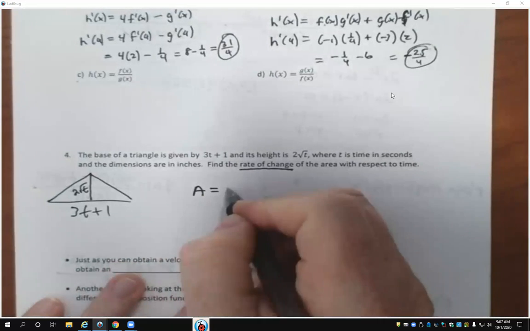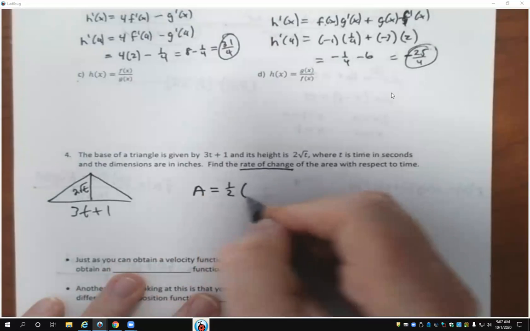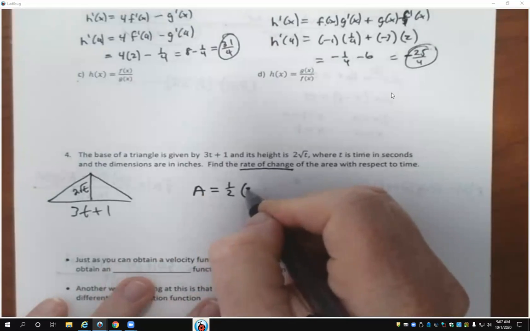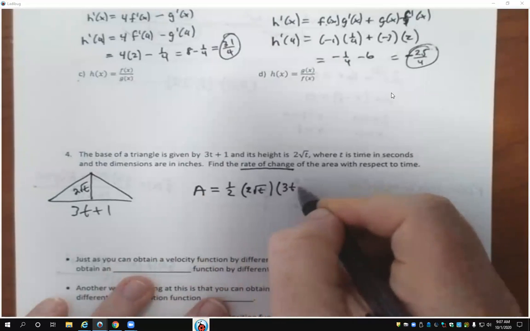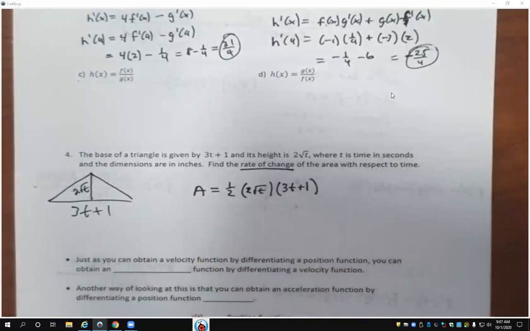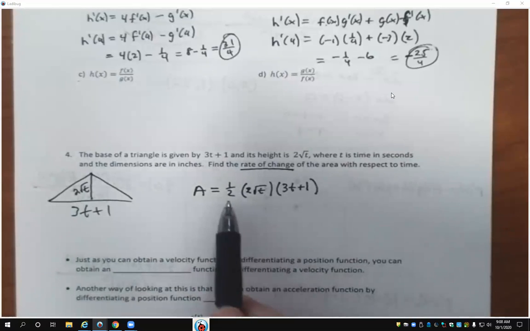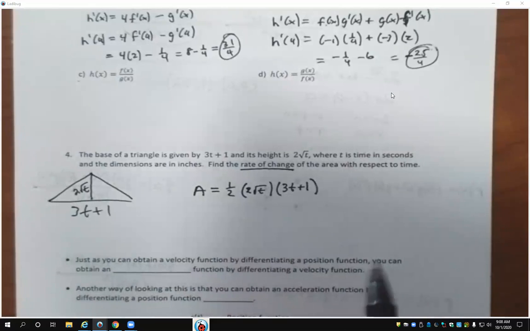One half base times height. One half base, which is 2 radical t, times height, which is 3t plus 1. Mr. Masson, isn't 3t plus 1 the base? Yeah, I just said it backwards, but we're good on our formula. You're right. One half height times base, same thing. Base times height, height times base.